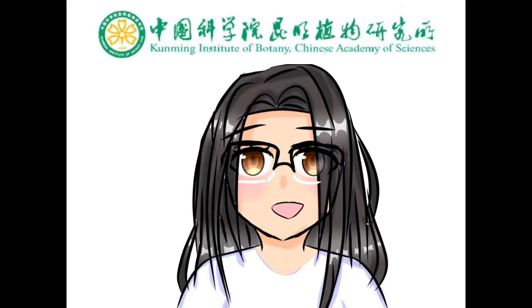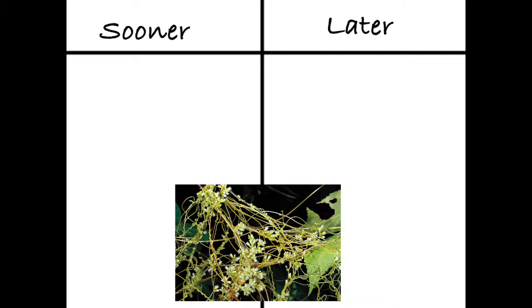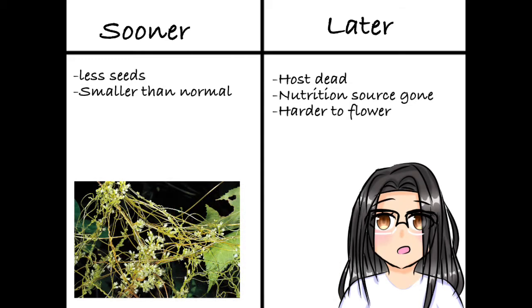Jian Krong Wu, I don't know how to pronounce that, sorry, a botanist at the Chinese Academy of Sciences Kunming Institute of Botany says, if a dodder flowered any sooner, it would make less seeds and it would be a lot smaller than it could have been. If it had flowered any later, its host would have probably died by then, and the source of nutrients that support the dodder would disappear, and it would be harder for the dodder to flower.